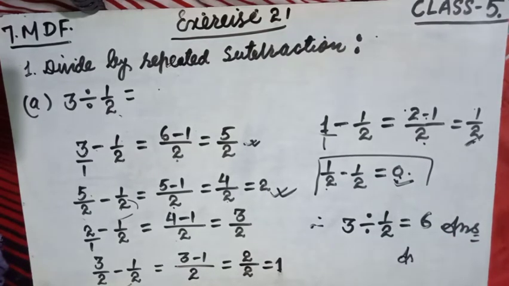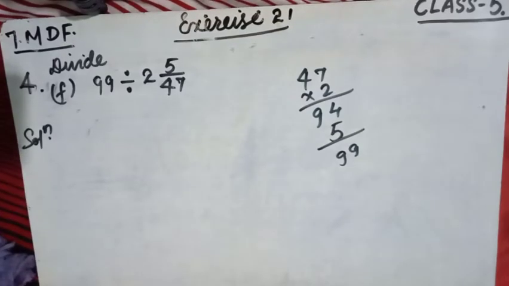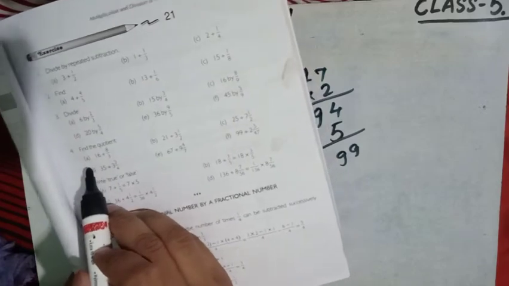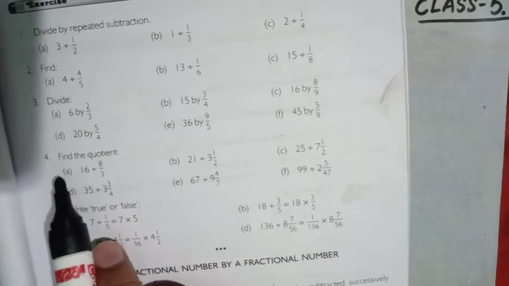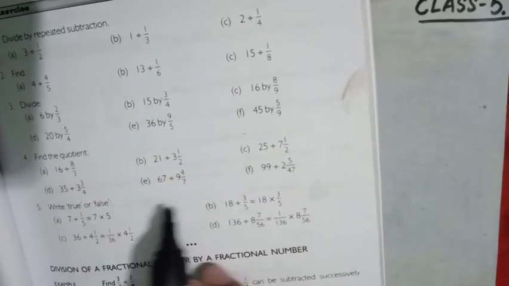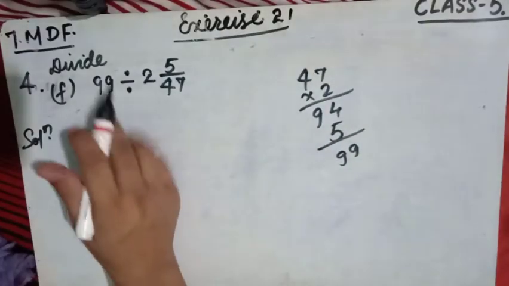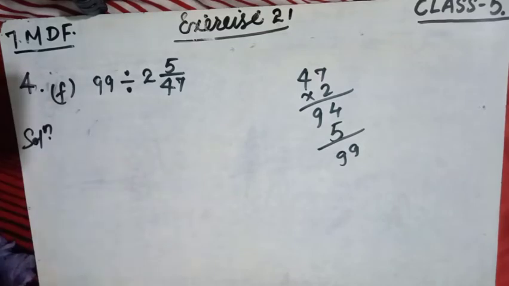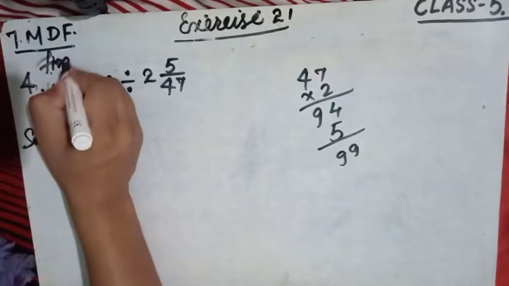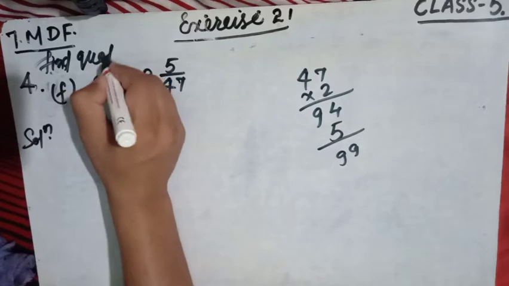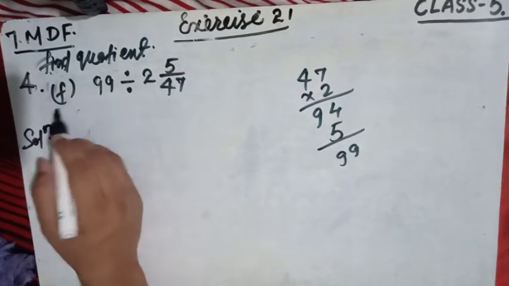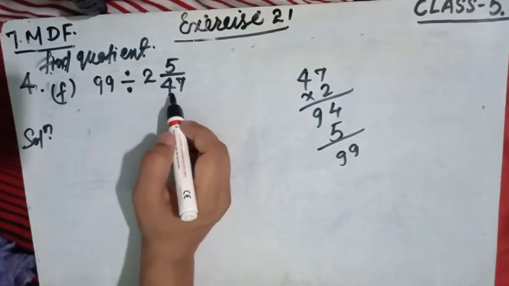Now friends, next question. See question number 4, which says find the quotient. There are 6 sub-questions. We have taken question number F. This question says find the quotient. 2 and 5 by 47, 99 divided by 2, 5 by 47.